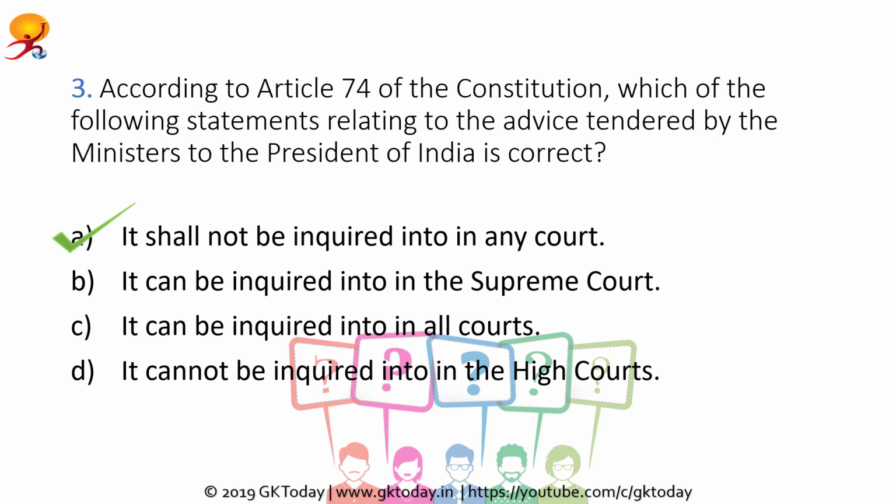And the correct answer is A, that it shall not be inquired into in any court. Article 74 states that the President shall act under the advice of the Council of Ministers led by the Prime Minister. However, the President may require such advice to be reconsidered, and such reconsidered advice should always be acted upon by the President. And it also states that no court can inquire into such advice.